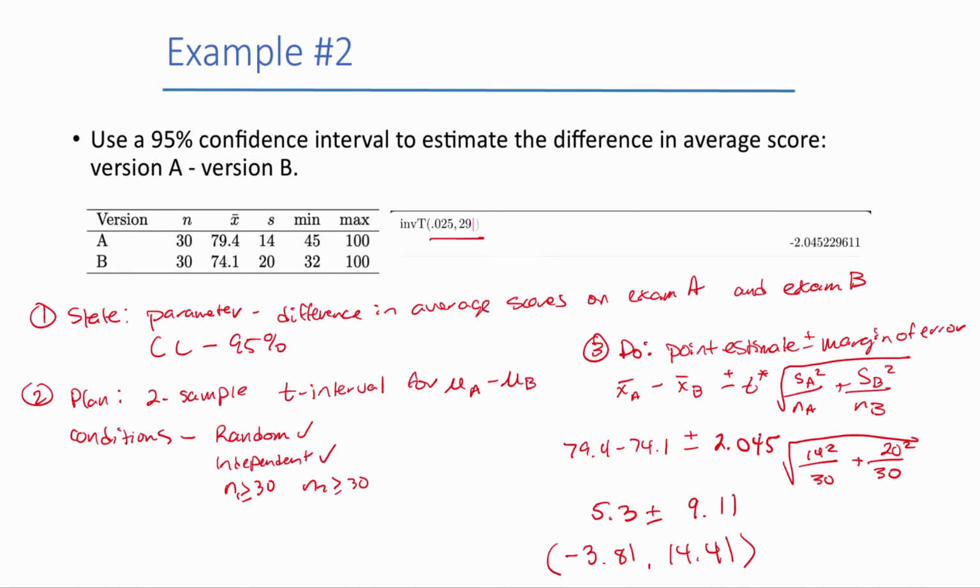So our conclusion: we are 95% confident that the interval from negative 3.81 to positive 14.41 points captures the true difference in the average scores on exam A and exam B. Does this provide evidence that exam A was harder than exam B, or exam B was harder than exam A? No, because 0 is in the confidence interval, so it is plausible that there is no difference in the average scores. And that's it for the difference of means.